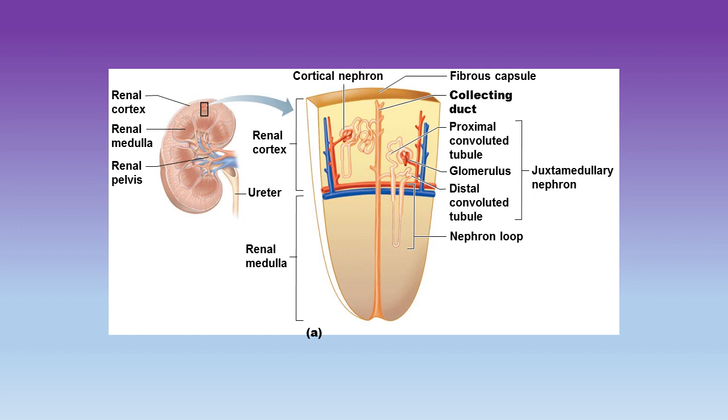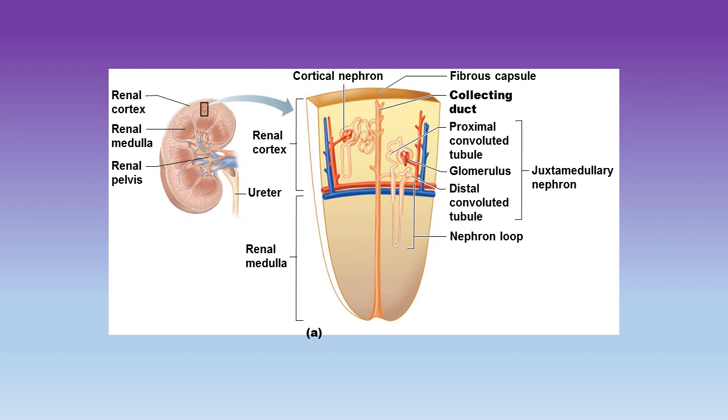This is where the filtrate will be collected, and then it's going to move down the proximal convoluted tubule, down this nephron loop. The old term is the loop of Henle. And then it's going to move to the distal convoluted tubule. And then finally, whatever fluid remains will be flowing into that collecting duct.